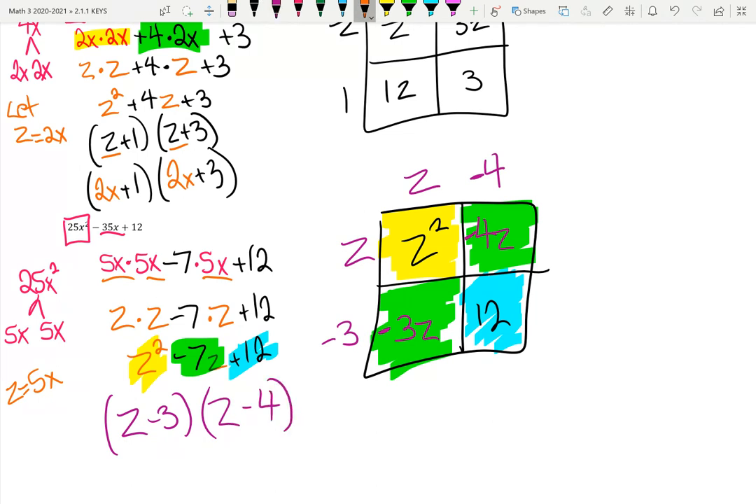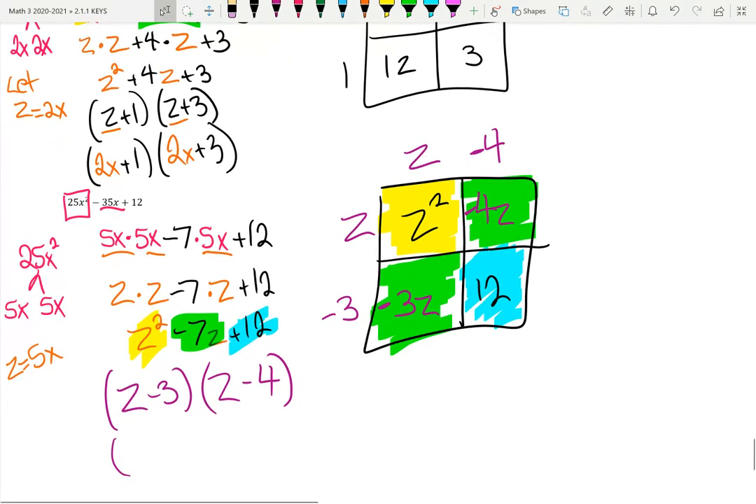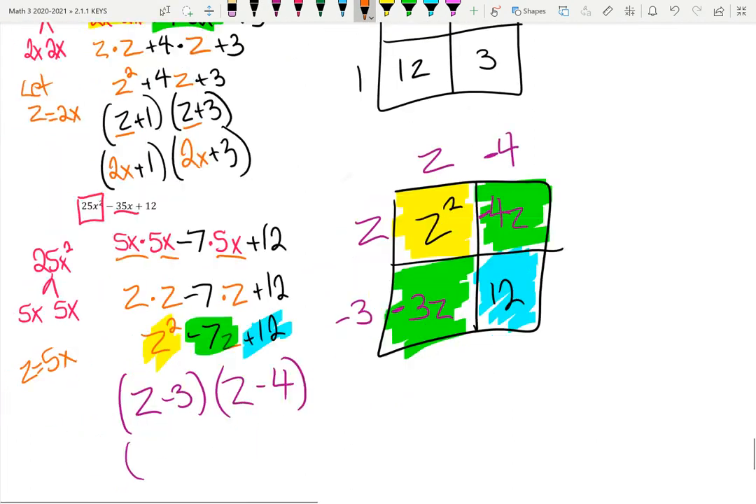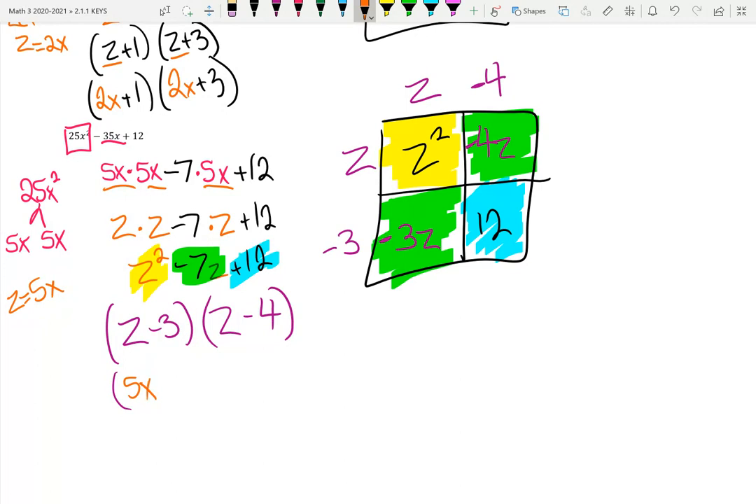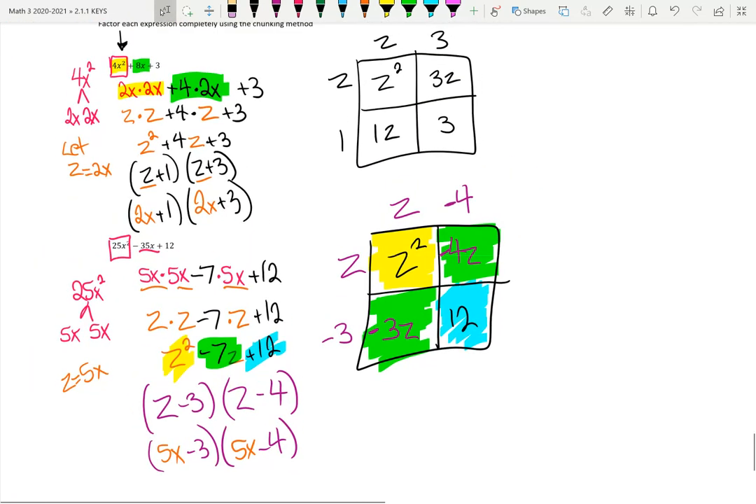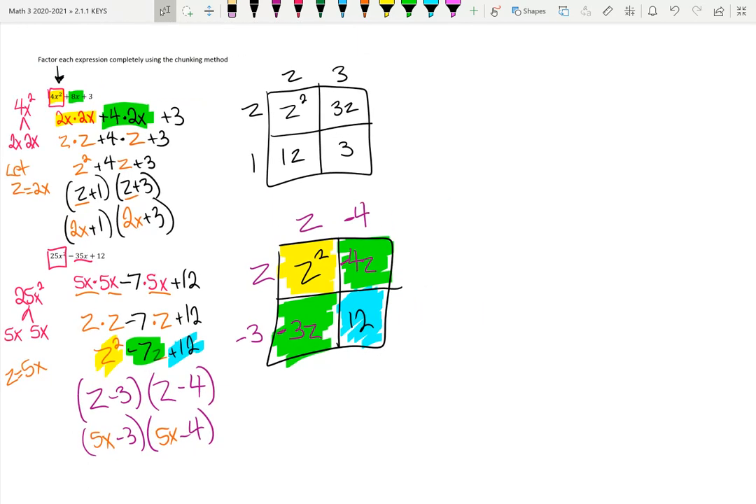Now I have to replace it with the more complicated expression. I have to replace my z's with what I said they were. This is going to be 5x minus 3 times 5x minus 4. This is called chunking. This is when you see a perfect square as your leading term, and then you see that factor in the second term. Hope this helped, team. Another technique in order to factor.